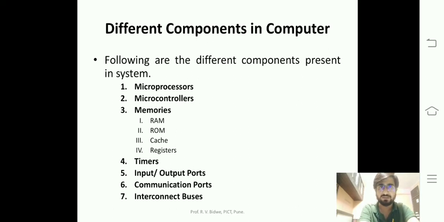Then the third important hardware component present in a computer is the memories. There are different kinds of memories. The first one is RAM, then ROM, then cache, then registers. RAM is a volatile memory. Remember, volatile is a property possessed because of electricity, because of the power. When the power supply is given, volatile memory will be active. When the power supply is removed, volatile memory will have nothing stored in it. Non-volatile has nothing to do with the power. So RAM is a volatile memory, and ROM is a non-volatile memory.